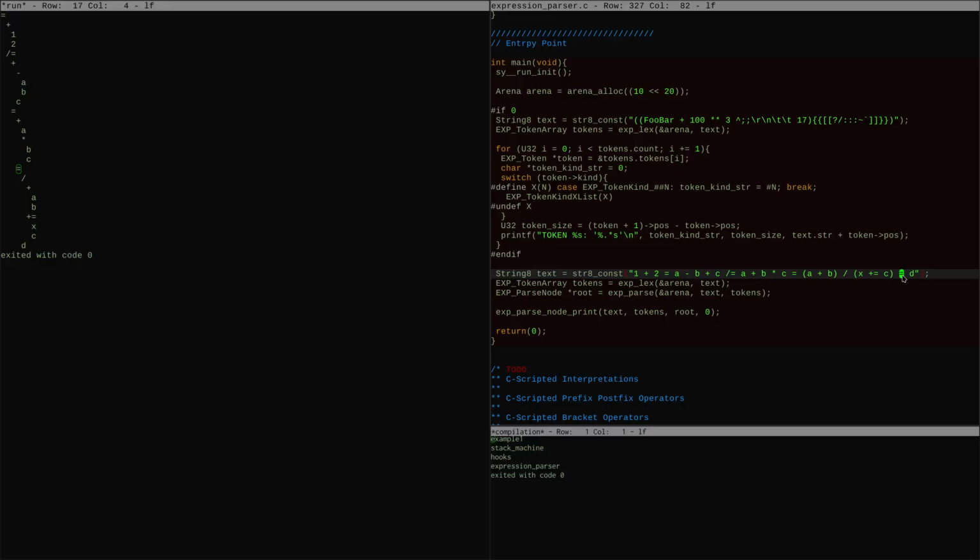Right to left means that the rightmost one binds first, which means the leftmost one is the root. Whereas left to right means that the rightmost one is the root. Right, like here, A minus B happens first, and then the plus C becomes the root. Yeah, yeah. Okay, so there you go.